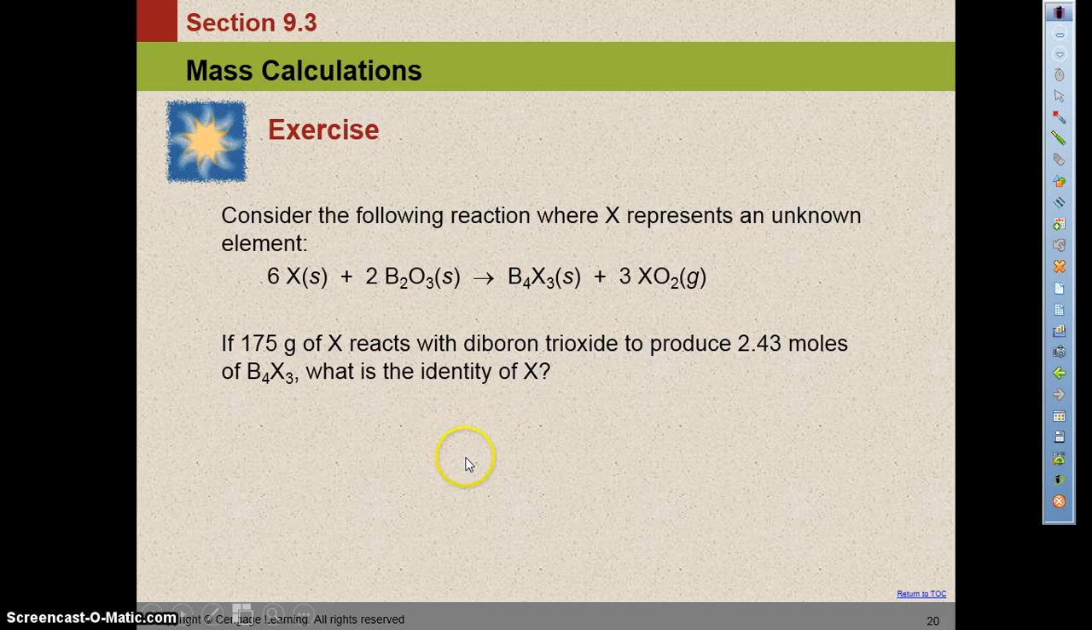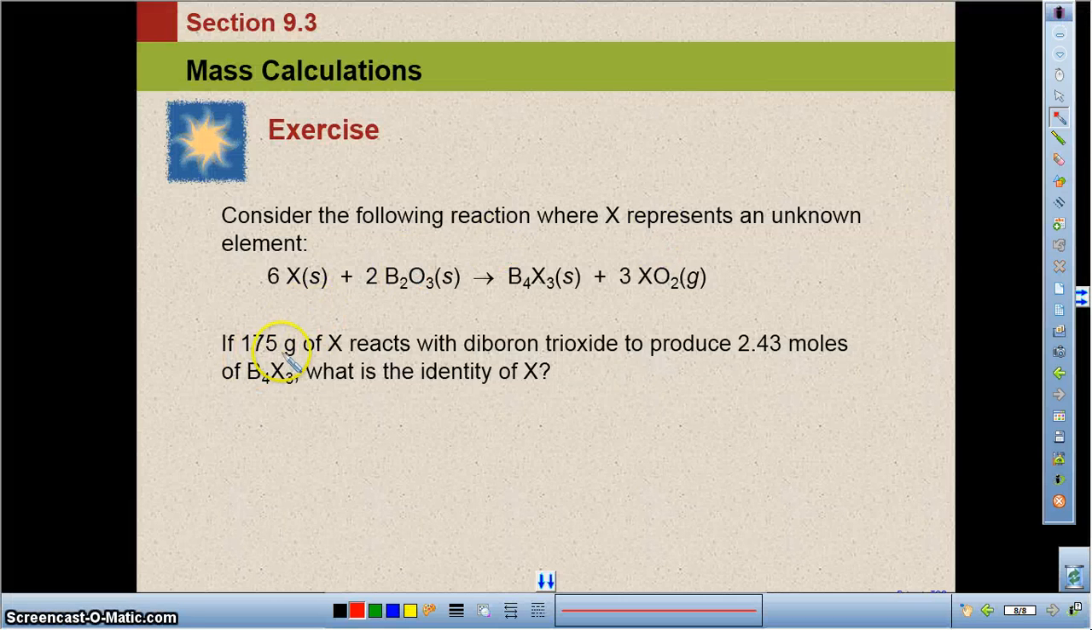One last math calculation that we're going to look at is a little bit different because it asks us to consider the following reaction where we don't know what X is. I'll walk you through this one. It says we have 175 grams of X. Write that down there. And it reacts with diboron trioxide to produce 2.43 moles of B4X3. What is the identity of X?